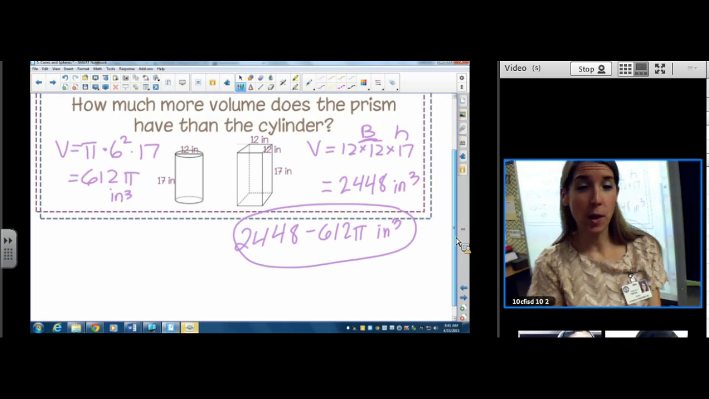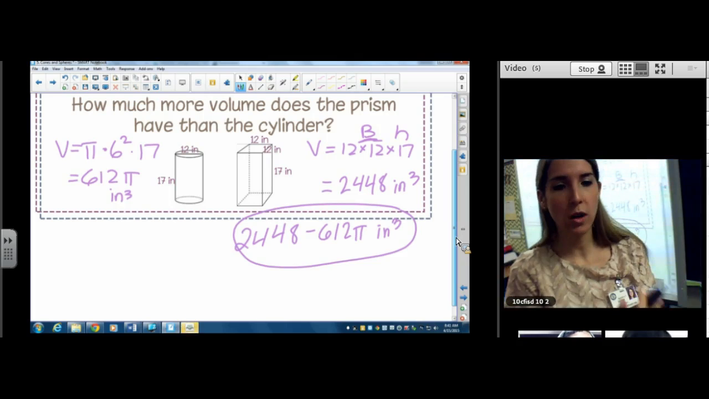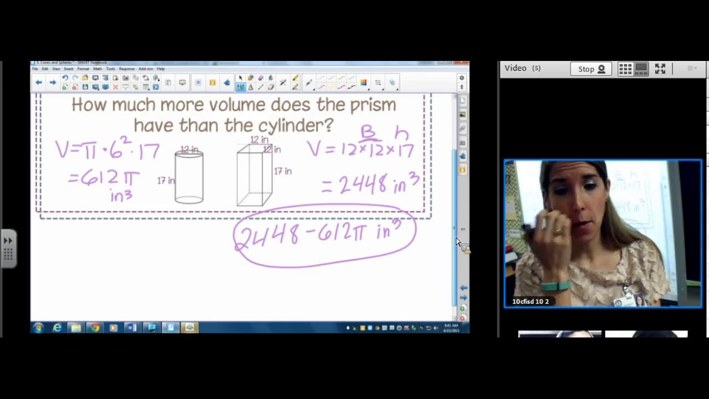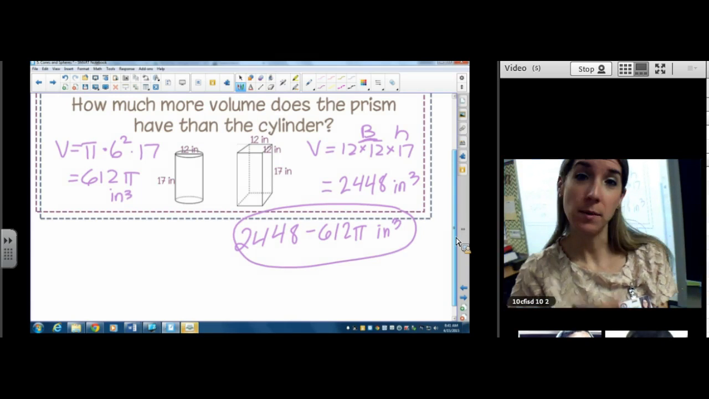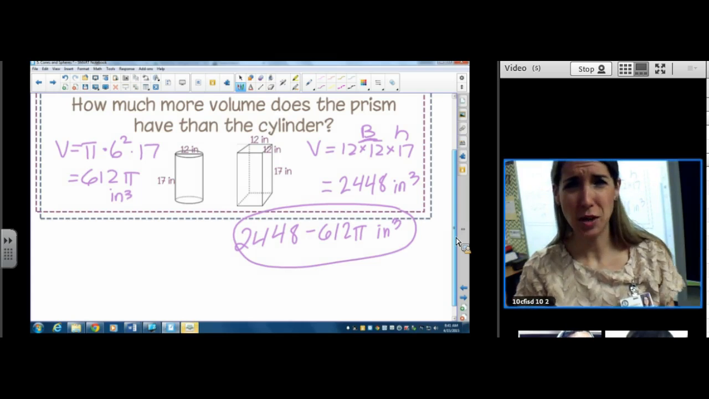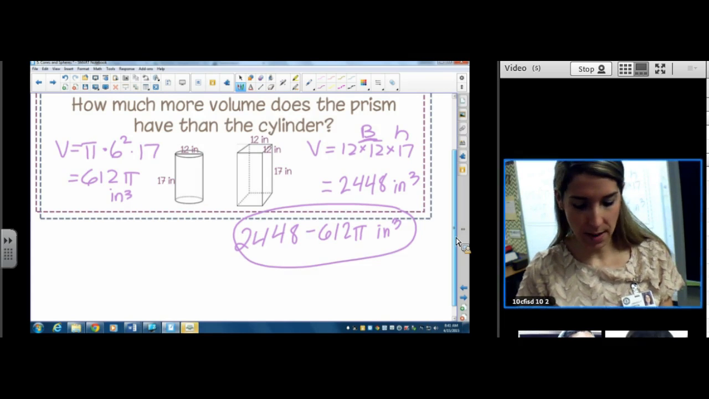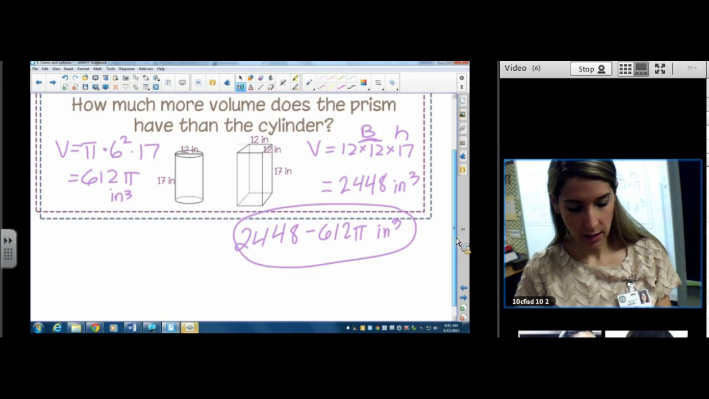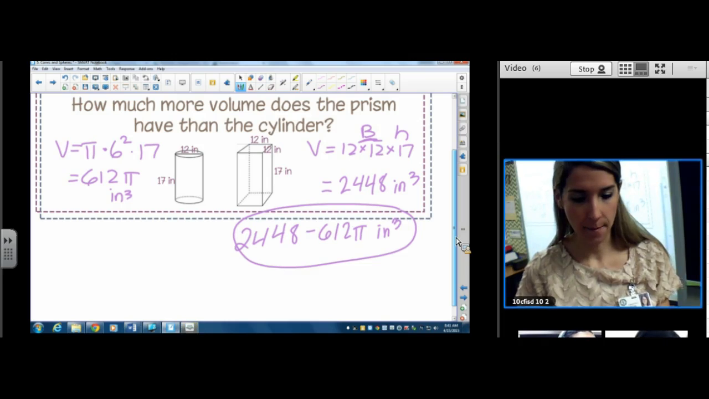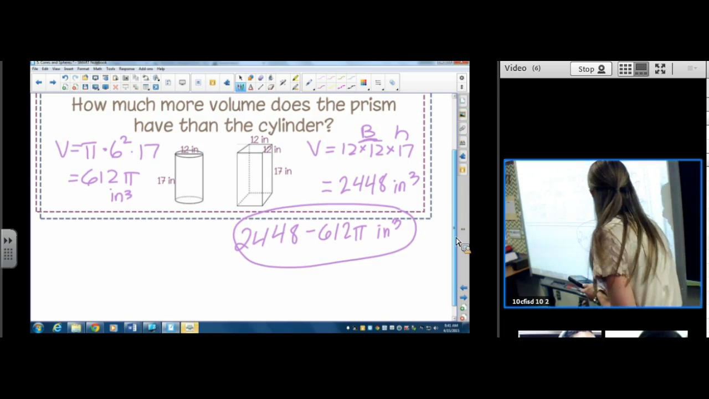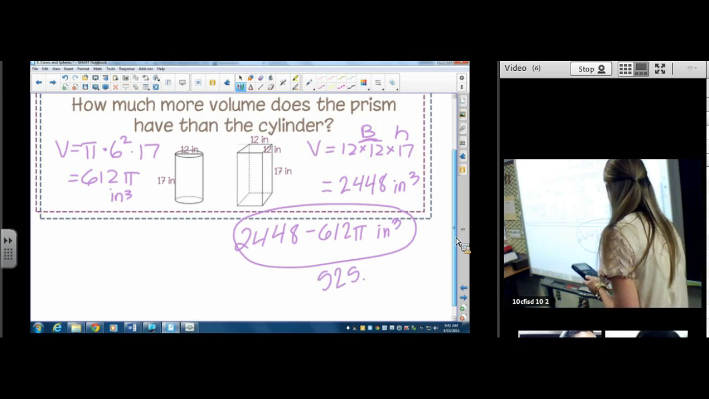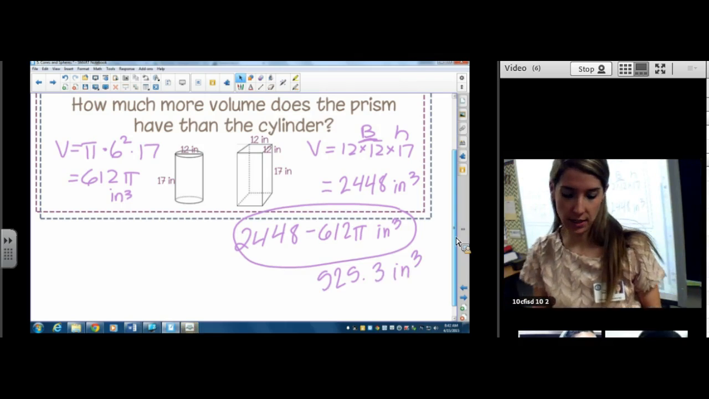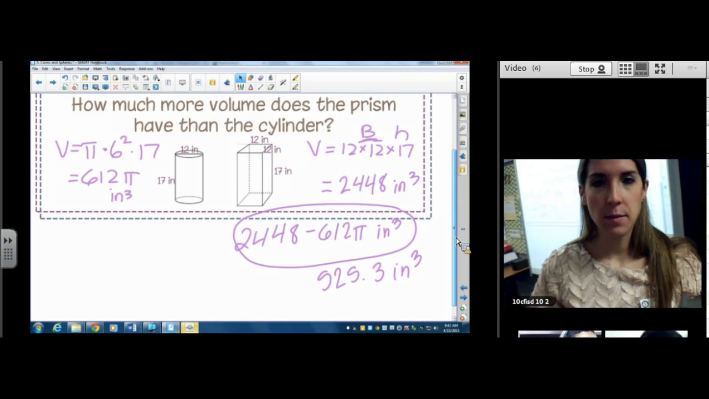Now, let's pretend this was a real-world problem, and you were trying to buy canisters to store flour in for your kitchen, and you wanted to know how much more flour the prism would hold. That answer isn't going to do you much good in the real world. So let's see what that would be in the real world. We're going to actually subtract it, 2,448 minus 612 pi. So as a real world answer, it would be 525.3. That's how many more cubic inches the prism has than the cylinder.